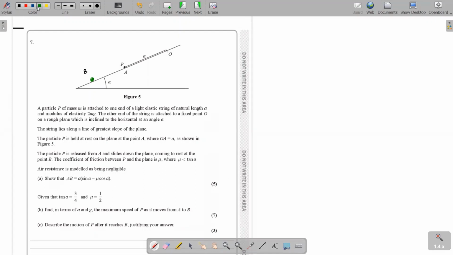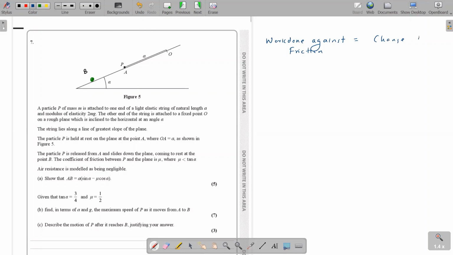So what's the theory we use here? Basically, it's an elastic string. You start from the point P at rest, and then you come to point B, and at point B also it comes to rest. So what's the theory we use here? The theory we use here is the work energy principle. So work done against friction is equal to change in energy.